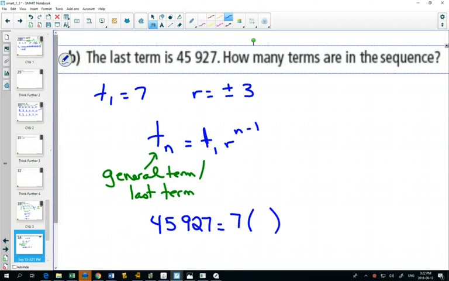I still know that term 1 is 7. I now know that r is plus or minus 3. I'll choose plus 3 right now. And the exponent is n minus 1. So, solving for this, I can divide both sides by 7. And I get 6561 equals 3 to the n minus 1.